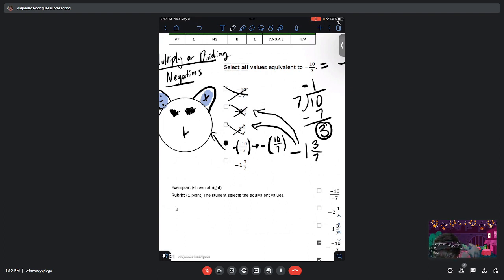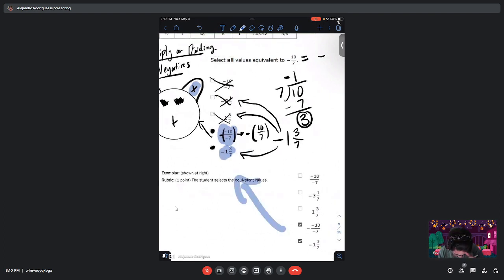And then finally, the -1 3 over 7, that's what we have over here once we divided. So this is part of our answer set. So the last two are equivalent to -10 over 7. So we have this and this, which, if I look at my answer key, is the same. So cool. All right. Hope that makes sense.